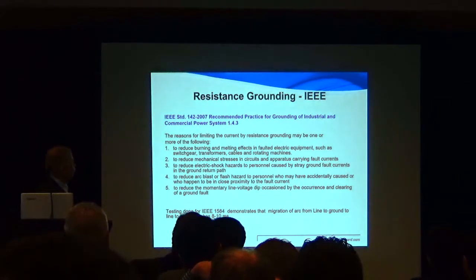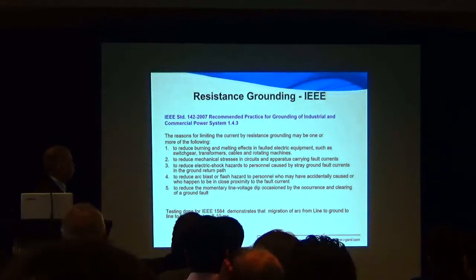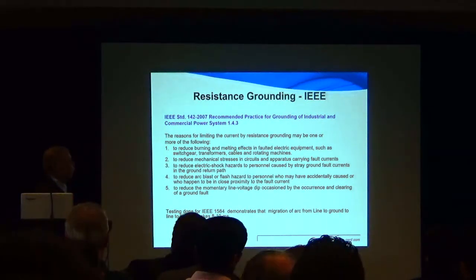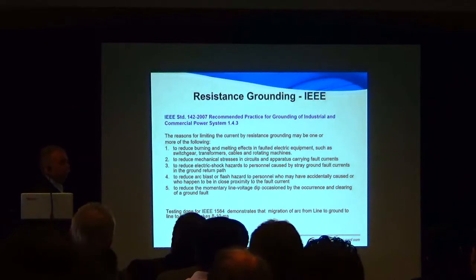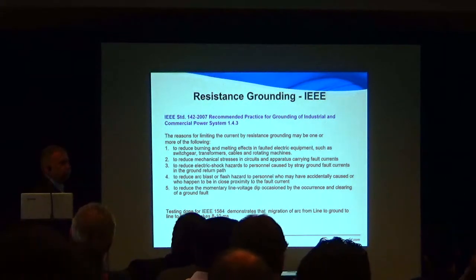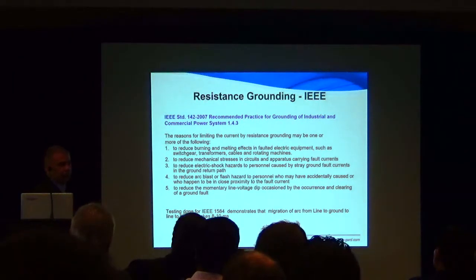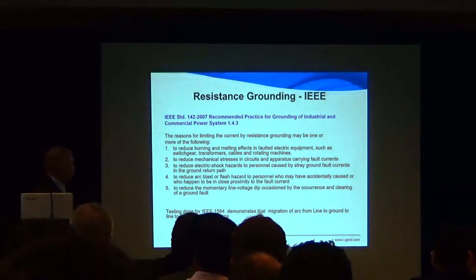It reduces arc blast or flash hazard to people who may have accidentally caused this situation or who happen to be in close proximity to the equipment. So clear as well, they have been saying this all along, it's that our codes have caught up to this now, because of the safety perspective, and then the code requirements have come through. But the distribution system was always recognized to have this arc flash hazard right from the beginning.